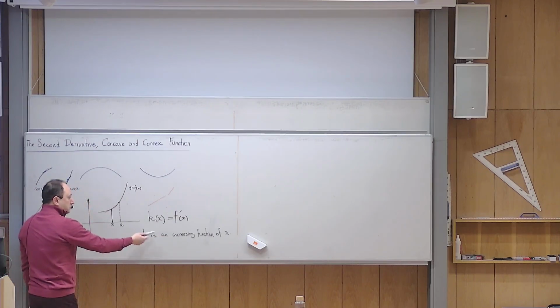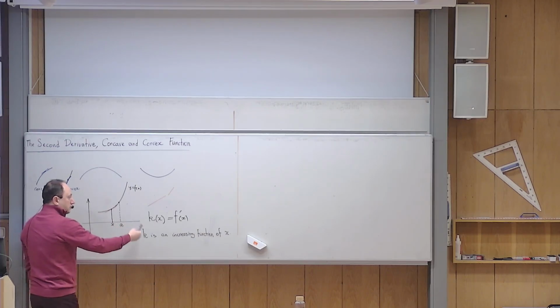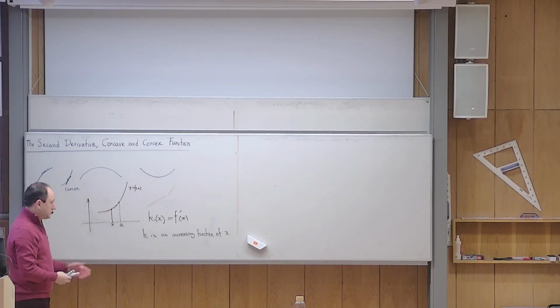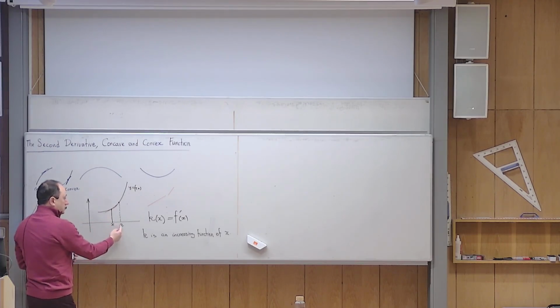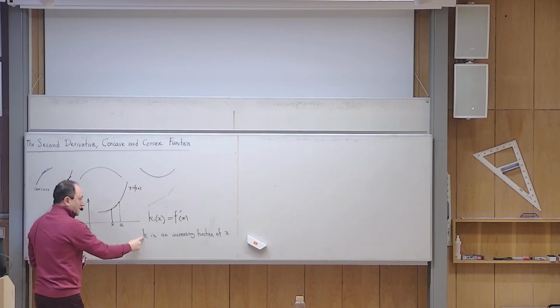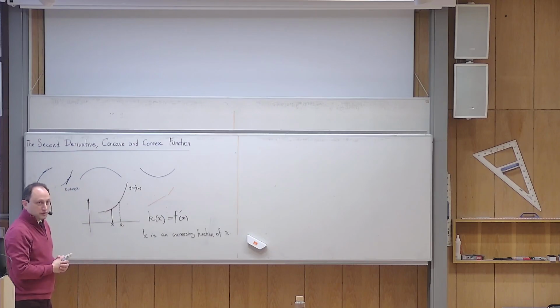You remember what is the meaning of an increasing function? It means that if I increase the value of x, the value of the function also increases. So this means that my function is increasing. So we just learned that when I increase the value of x and get closer and closer to a, the slope of this tangent line is increasing. This means that k is a function of x and it is an increasing function of x.